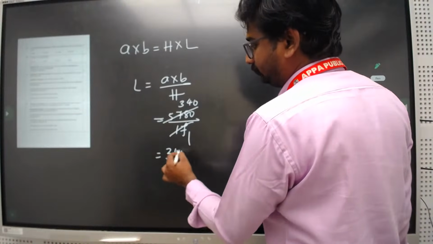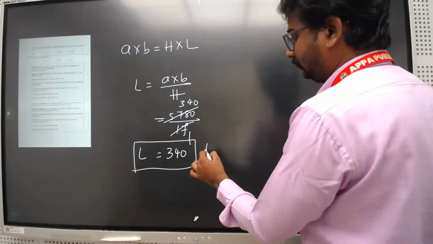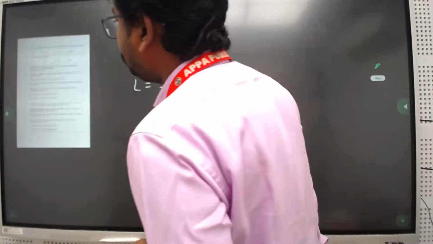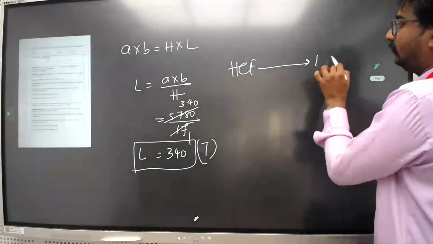What is LCM? It means the assertion is true. Assertion is true. Reason: HCF is always a factor of LCM.